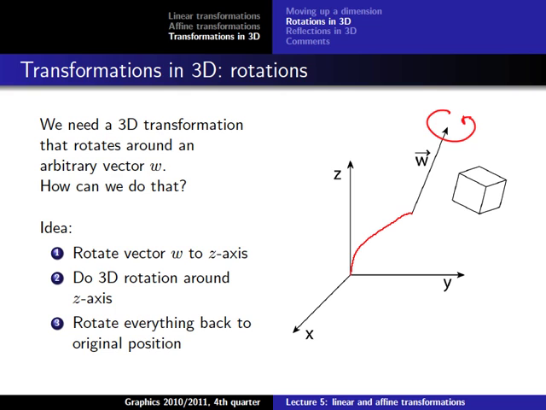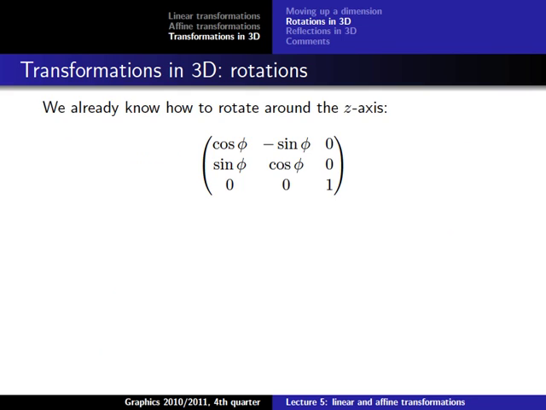we rotate the vector to the z-axis. Then we do a rotation around the z-axis, and we just learned how to do that. That was pretty simple. And then we rotate everything back. So not only the vector, but also everything else. So we have to do a rotation of everything. So we basically have a coordinate system around that vector, and then we rotate that to the x, y, z coordinate system. Then we do a rotation there, and then we rotate everything back, and then we have our rotation.